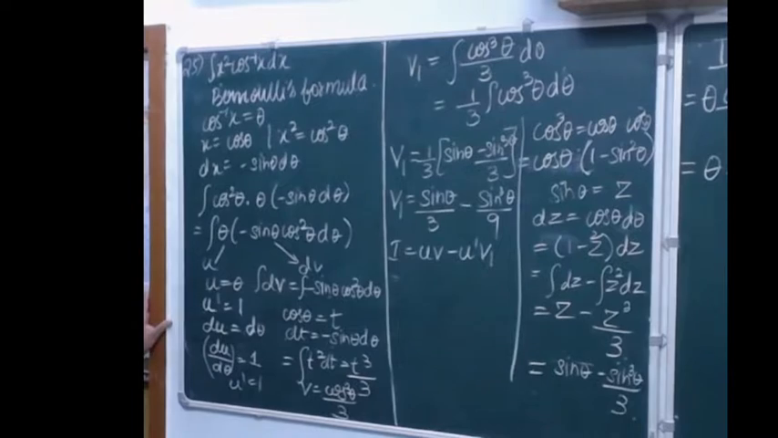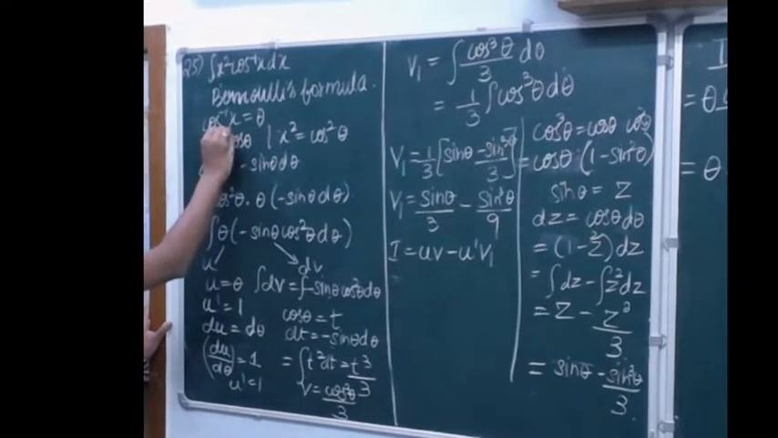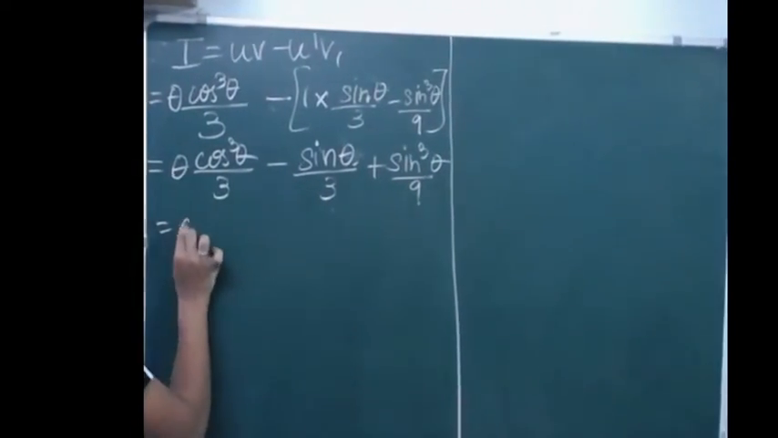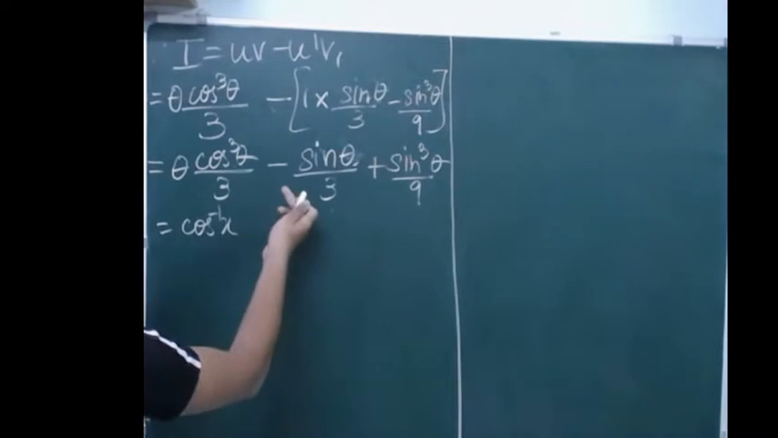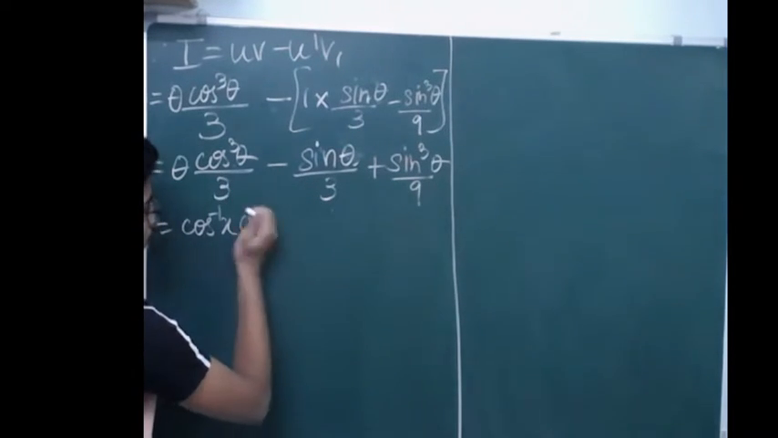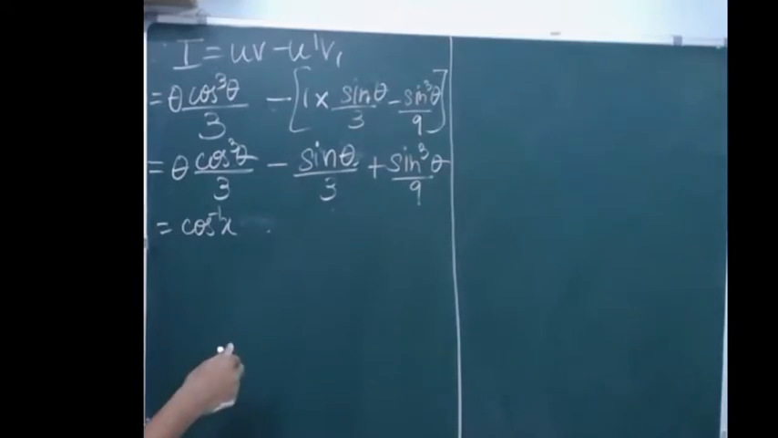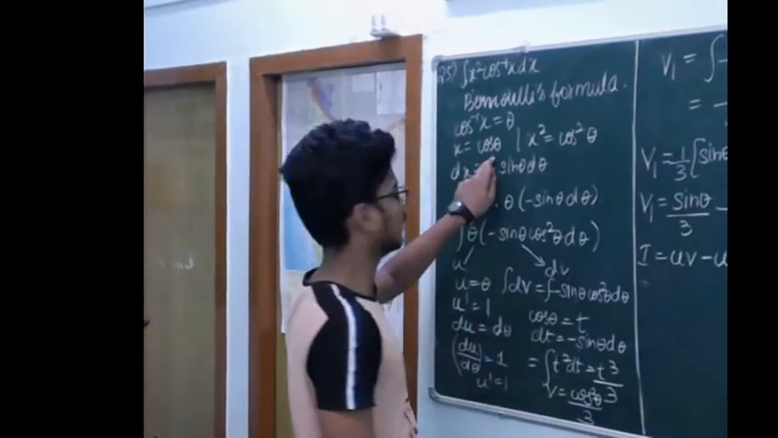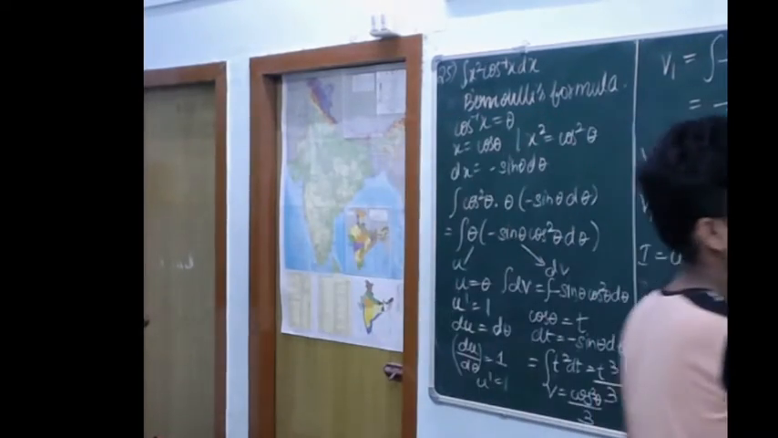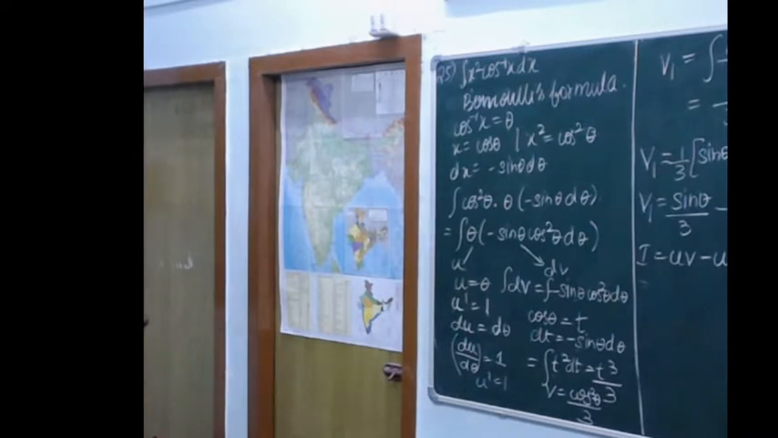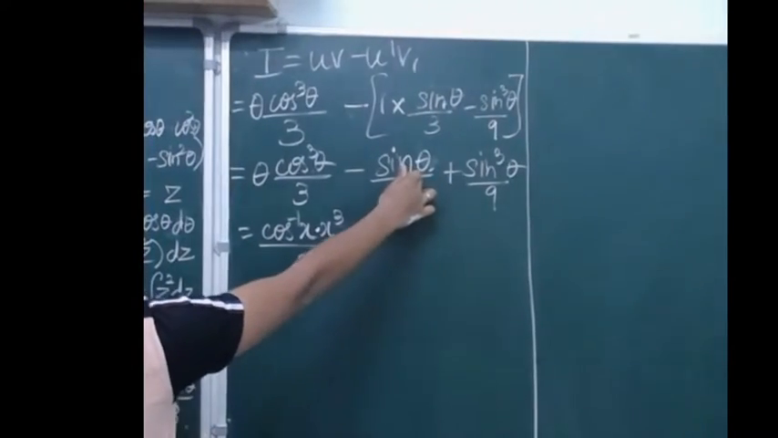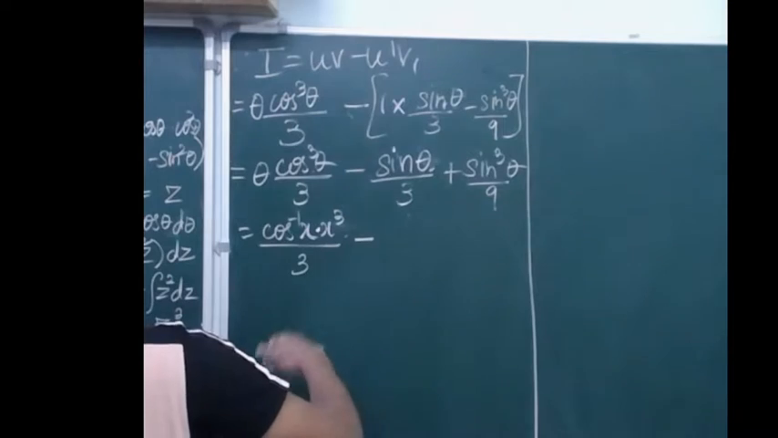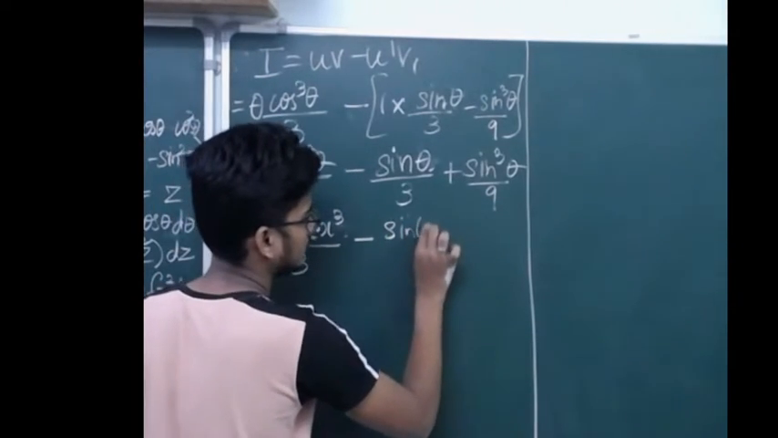Proceed. So theta equal to cos inverse of x. So we are substituting back into the final answer. So cos inverse of x into cos cube theta. Cos cube theta, that is x cube, since x is equal to cos theta. You can straight away substitute x cube. So cos inverse of x into x cube divided by 3, minus sin theta. So sin theta becomes sin of cos inverse of x.